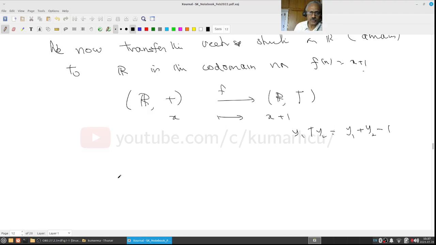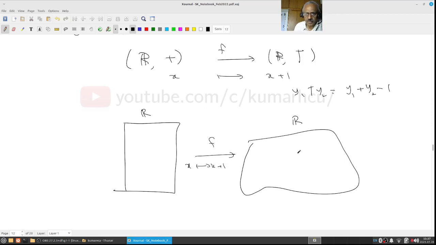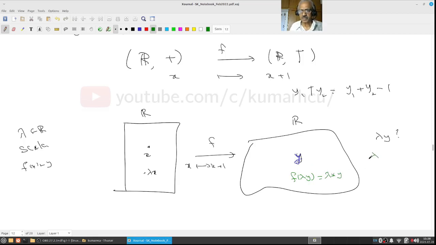Now I want a scalar multiply. How will I do that? Again, look at the picture. This is my R, this is my R codomain, this is my f, x going to x plus 1. I start with a scalar lambda in R. I want to define lambda times y. What do I do? I start with y and look at its pre-image. I start with an x, so I have f of x equal to y. Therefore, this goes to lambda x. Then I map it to f of lambda x, which I call lambda star y. That is, I will define lambda star y equal to f of lambda x.